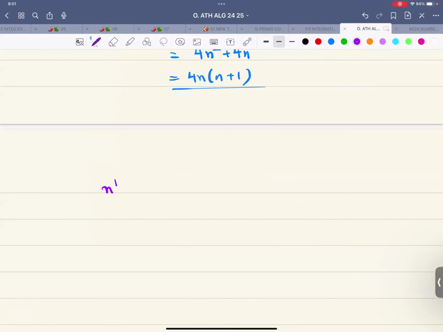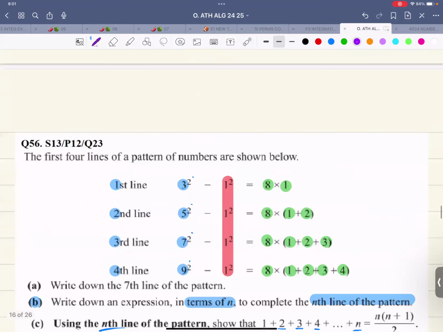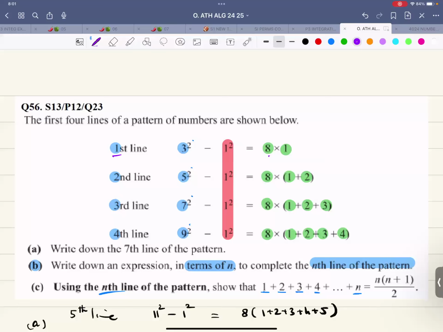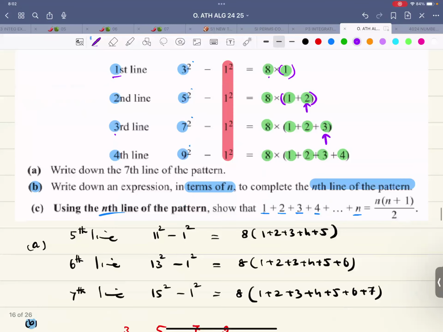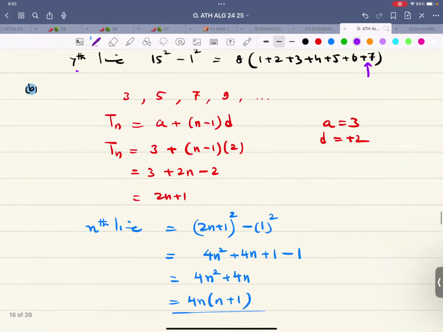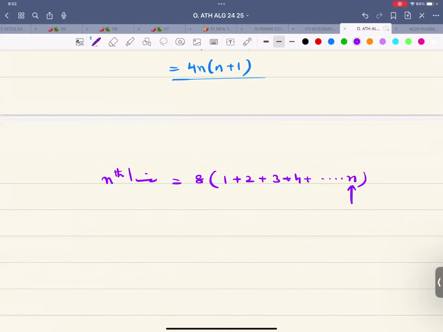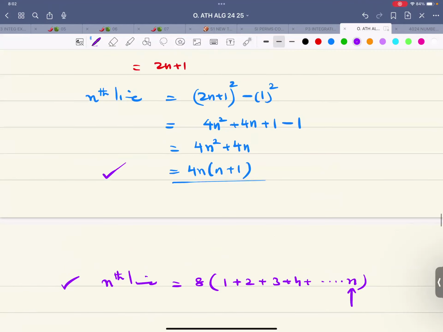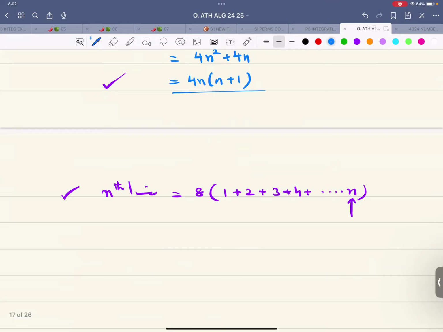So therefore, the nth line also equals 8 multiplying with 1 plus 2 plus 3 plus 4 plus all the way till n, because that's the pattern over here. Have a look. For the first line, it's 8 times 1. For the second line, it's 8 times 1 plus 2. For the third line, it's still 3. For the fourth line, it's still 4. For the fifth line, it's still 5. For the sixth line, it's still 6. For the seventh line, it's still 7. So for the nth line, it should be till n. So now these two, this nth line and this nth line, the blue and the purple, should be the same.